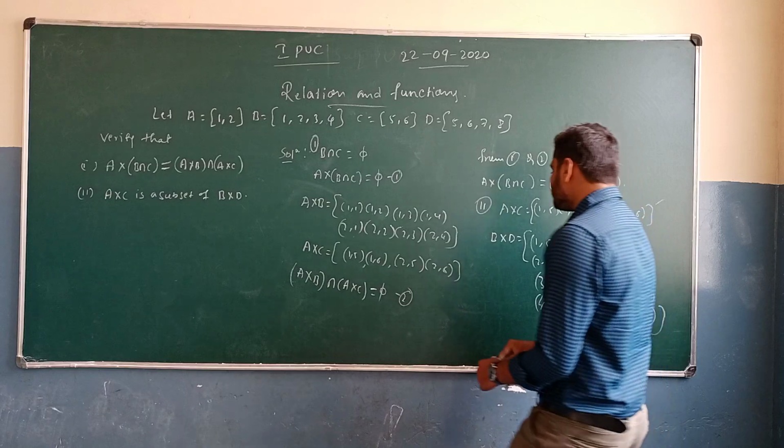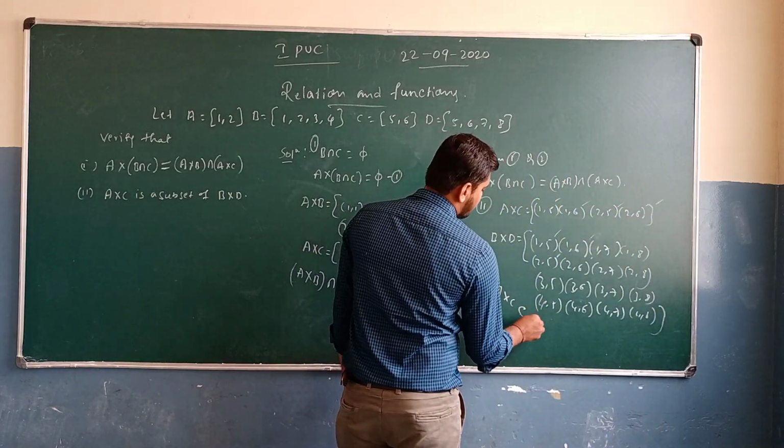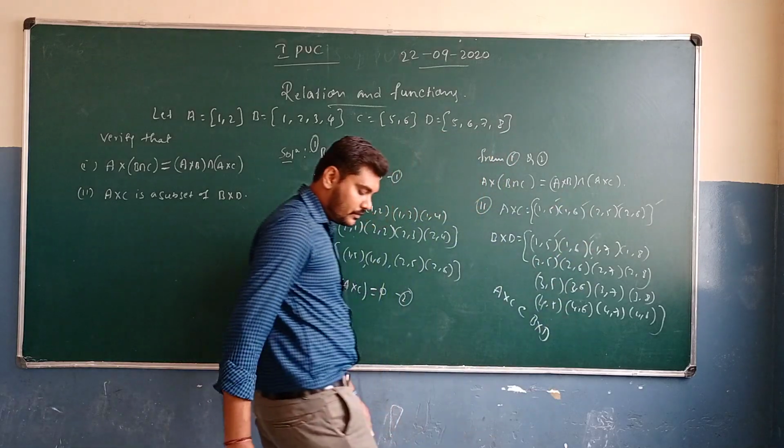So we can say that A cross C is going to be the subset of B cross T.